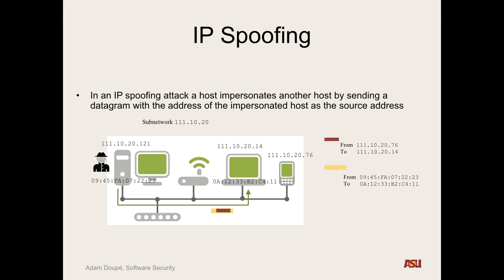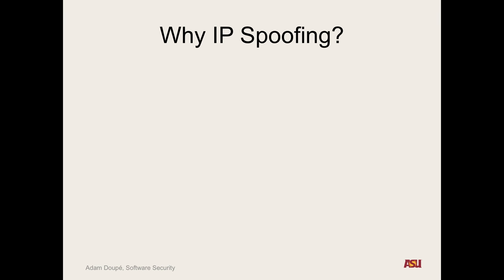More technically, some protocols are request-reply. If somebody makes a DNS request for, hey, what's the IP address for google.com, and we reply before the DNS server, impersonating the DNS server and say, yeah, that's my IP address, it's 111.10.20.121, then when they try to go to google.com, they're actually going to go to our machine. So then we can do an active man-in-the-middle attack.